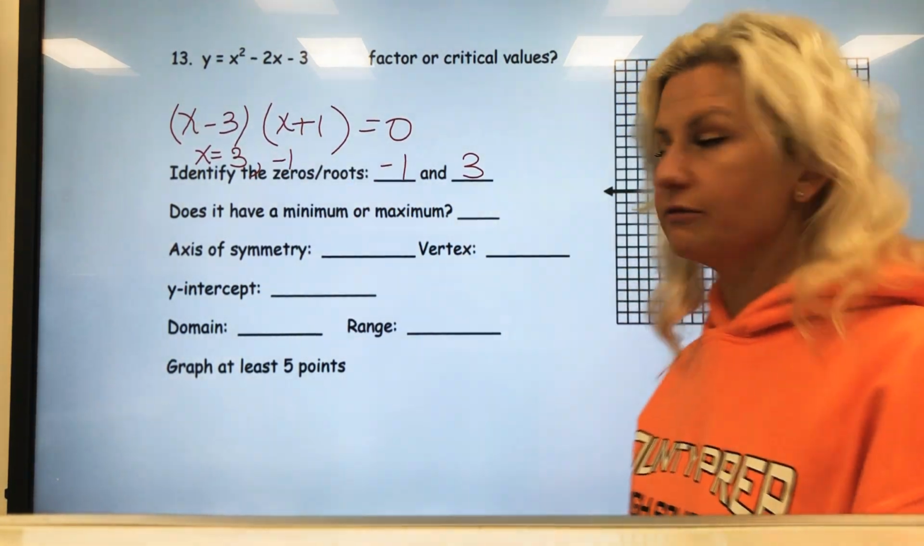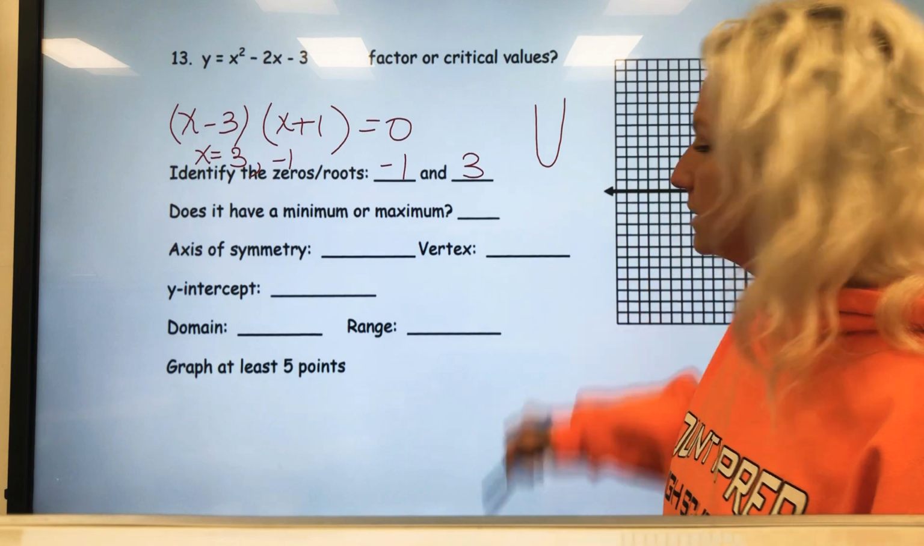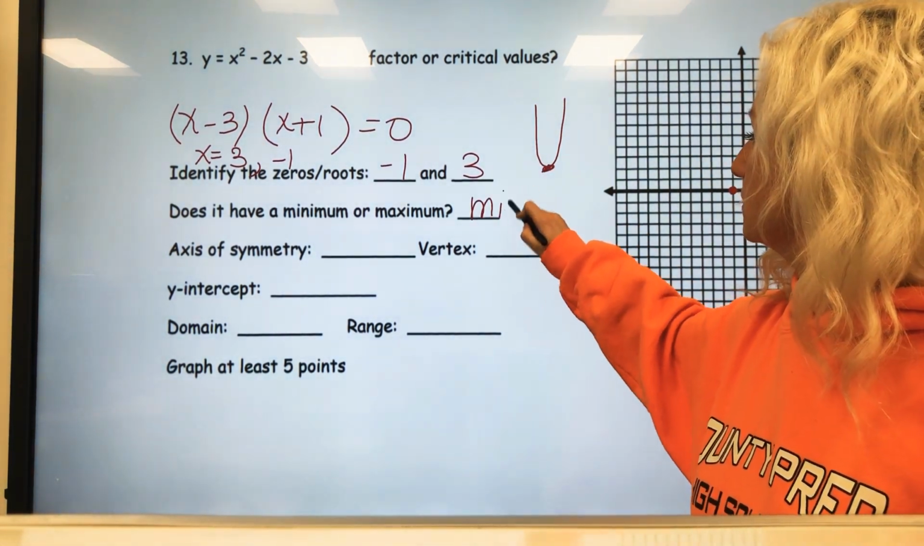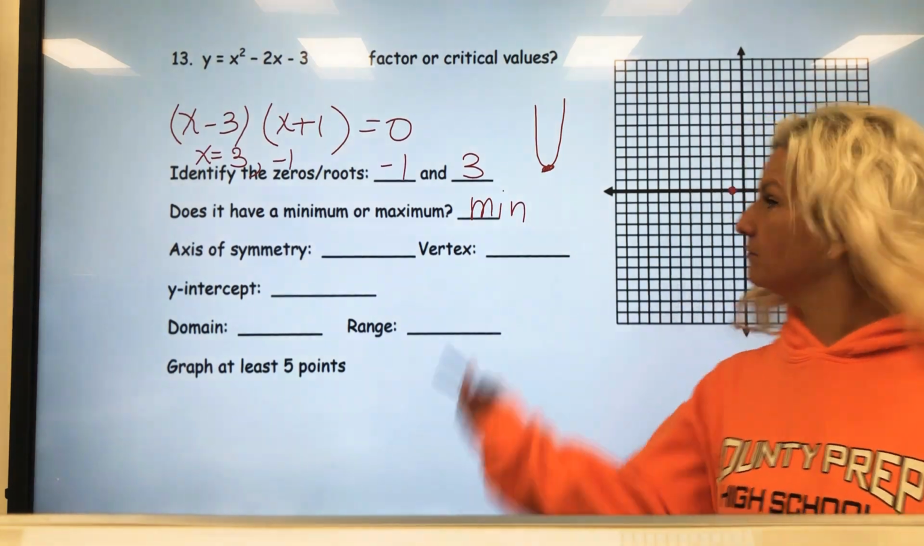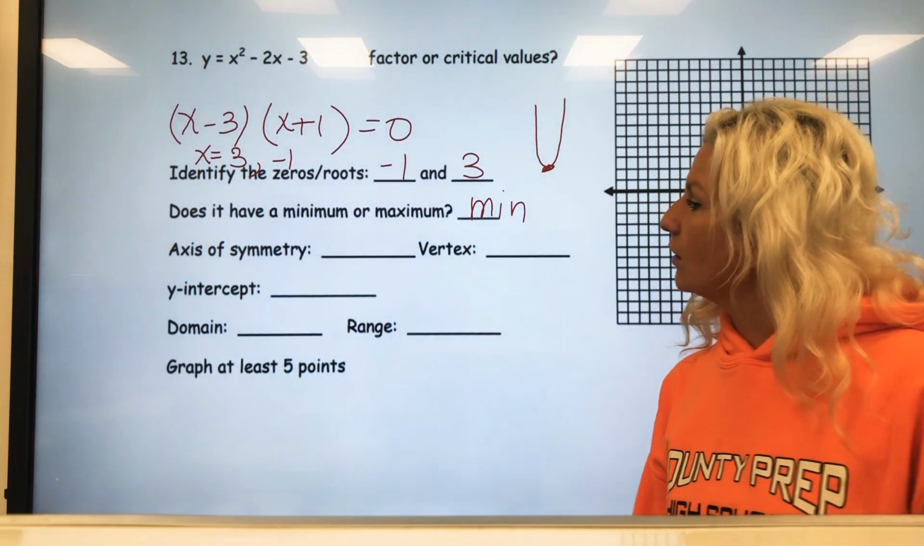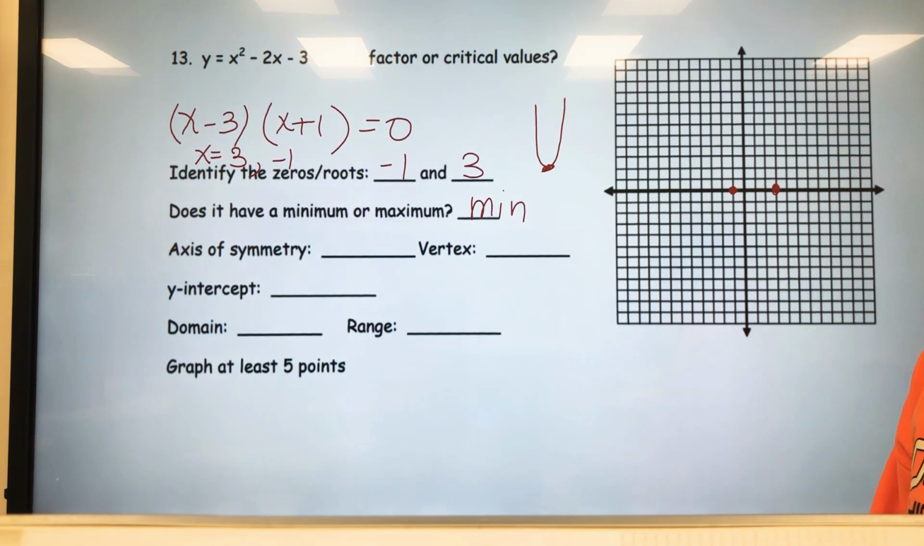Does it have a min or max? A is positive, so I'm going to be up like this, like a happy face. So I'm going to have a minimum point. When I open upward, I have my vertex at the bottom. So that's my minimum value. What is the axis of symmetry?